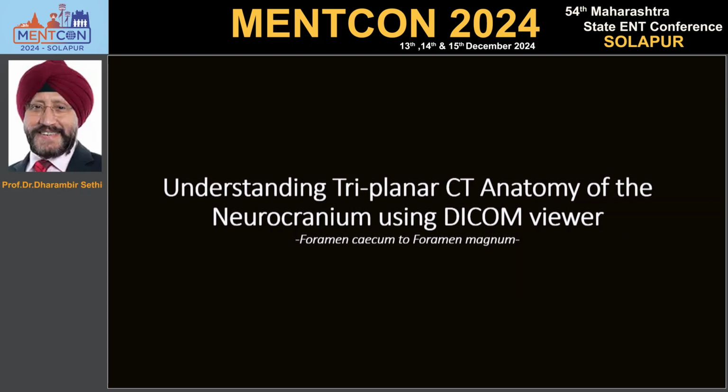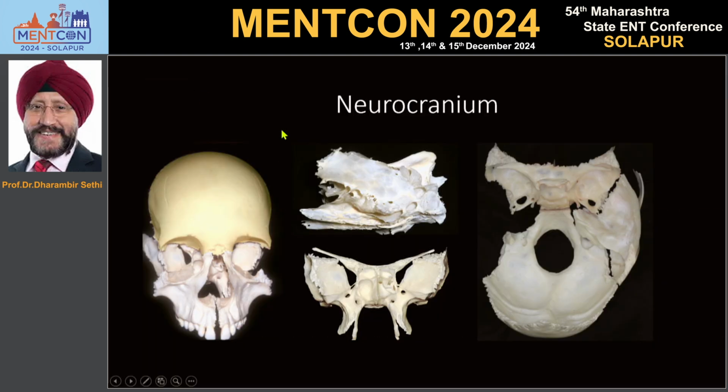So I'm going to be talking about how to use DICOM viewers to understand the triplanar anatomy in three different planes: coronal plane, axial plane, and the sagittal plane. And this is about the neurocranium. Now, the neurocranium actually consists of four paired bones and four unpaired bones. The unpaired bones are the frontal, the ethmoid, the sphenoid, and the occipital, and the paired bones are the temporal bones and the parietal bones, and that's what we're going to talk about today.